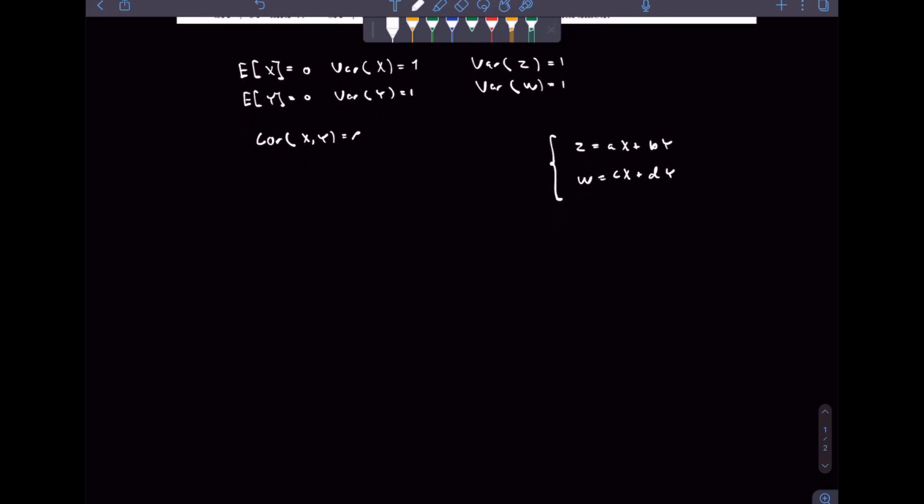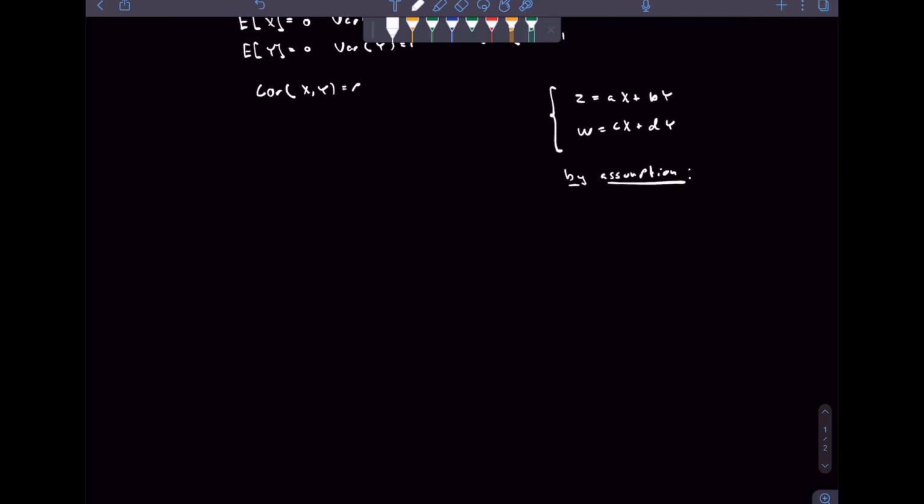So let's set the parameters c and d such that W equals X. By selection, if you like, we're saying c is equal to 1 and d equals 0. The next step is now to find the variance of Z. So we have now sort of operated on W. Now let's operate on Z and then put all things together.